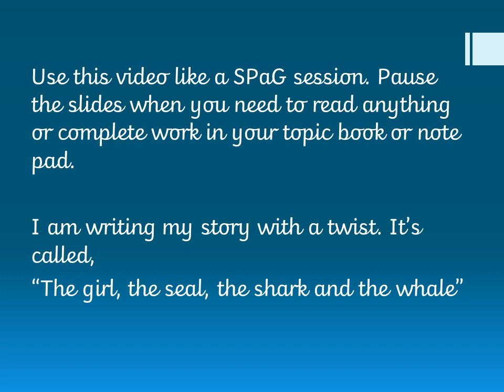I'm going to be writing a new story with a twist based on the Charlie Mackesy story, but mine is called The Girl, the Seal, the Shark and the Whale. So I've chosen 4 characters with very similar characteristics to the 4 in the original book, so that I don't have to change the story too much. I can just twist on the characters and their behaviour should be quite similar to the original. There'll just be a few changes which you will see.